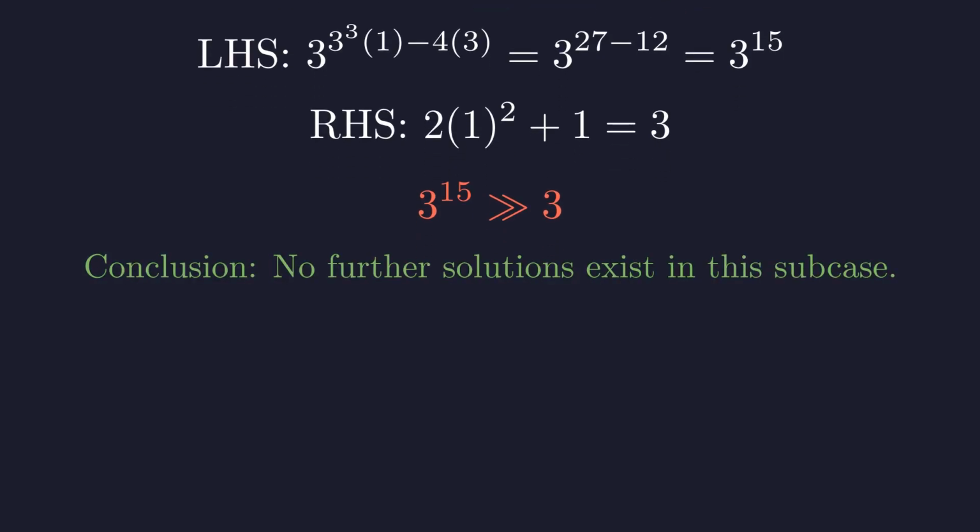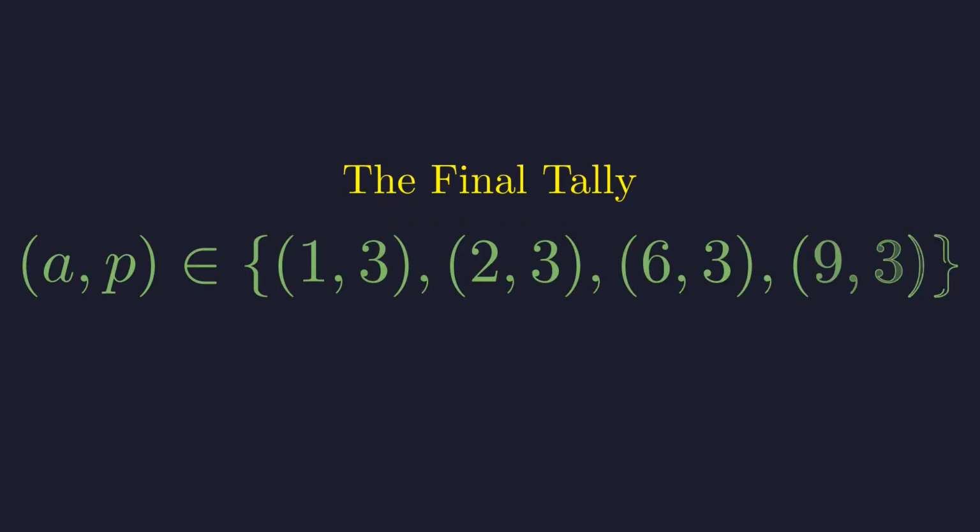This rigorous analysis confirms that the only solutions from this subcase are the two we found. Having completed the case analysis, we can summarize the complete set of solutions. There are exactly 4 pairs, a, p, that satisfy the given condition. It is noteworthy that every solution involves the prime p equals 3.